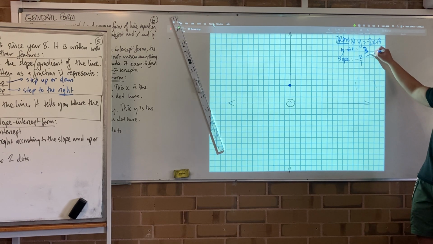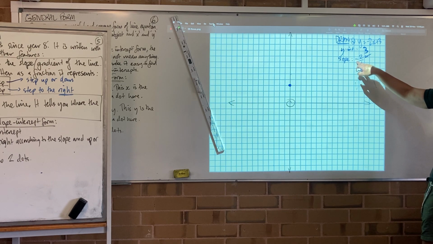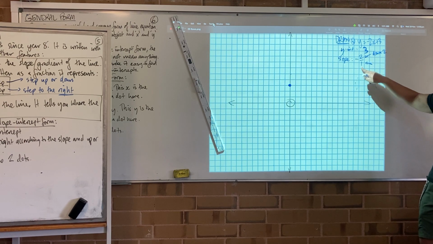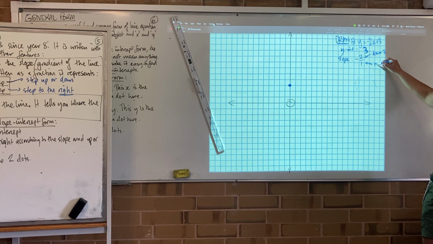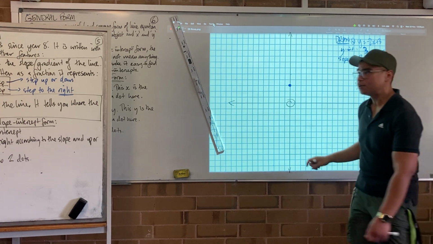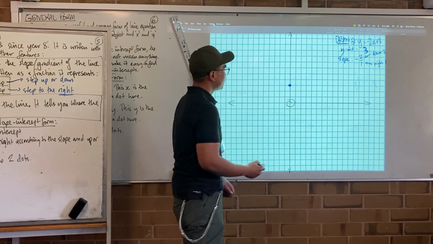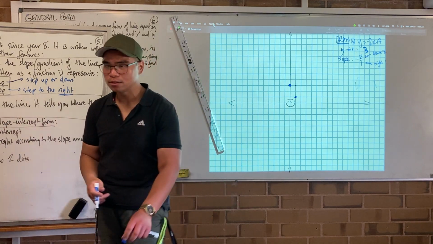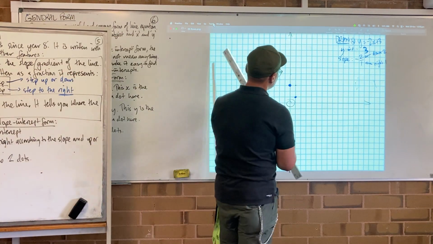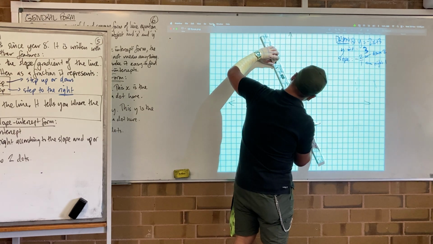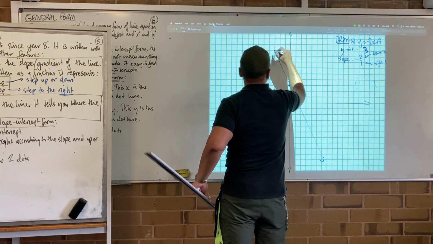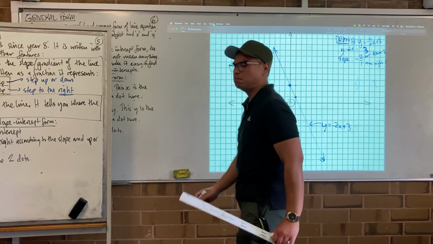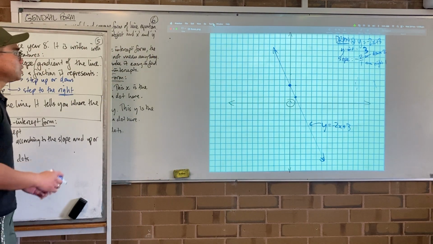So now do I know how far I go up or down? Down 2. How far do I go to the right? Once. Right, 1. So I'm at my y-intercept. I go across 1 and I go down 2. Do I have two dots now? So can I draw a line through them? And that's how you draw a line in slope-intercept form. Okay? Always label y is equal to negative 2x plus 3. And that's how you draw a line in slope-intercept form.